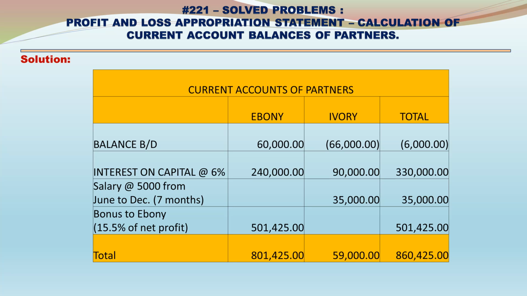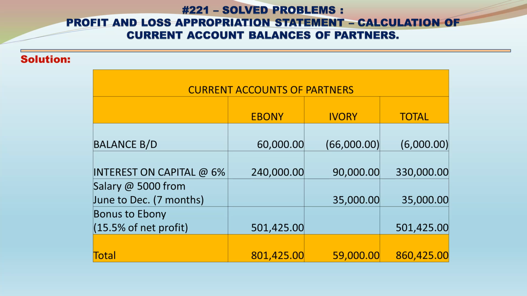Current accounts of partners, Ebony, Ivory, total. Balance brought down: Ebony 60,000 debit, Ivory 66,000 credit. Total 6,000 credit. Interest on capital at 6%: Ebony 240,000, Ivory 90,000, total 330,000. Salary at 5,000 from June to December, 7 months, for Ivory 35,000. Total 35,000. Bonus to Ebony 15.5% on net profit 501,425.